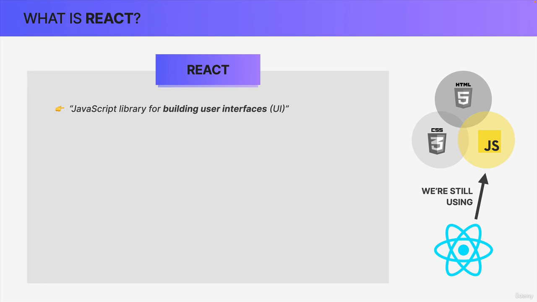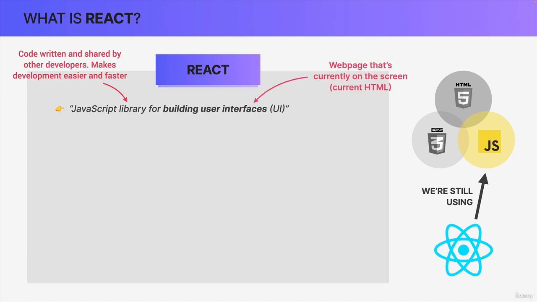The library is simply code that was written and shared by other developers, so to make it a lot faster and easier for us to build front-end web applications. So we're basically going to use some pre-written JavaScript functions and conventions in order to program our own application. And by the way, by user interface, we essentially mean the web page that's currently being displayed on the screen. So basically the current state of the DOM.